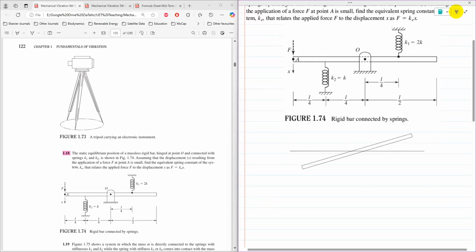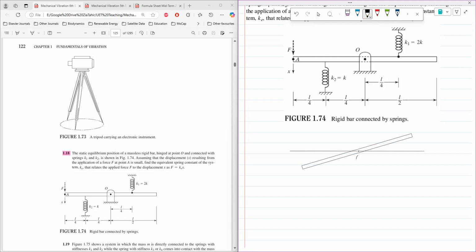So the free body diagram of the system can be drawn as follows. Let's say here is point O, and then the force F is given a little bit of displacement so that the angle is theta. When that angle is theta, the force F is being applied at this point, and this displacement is x.